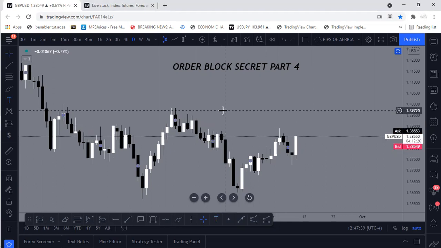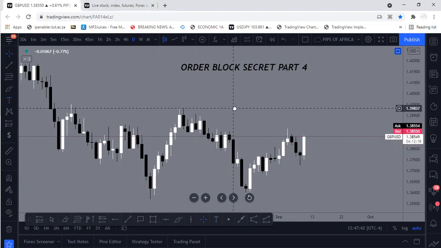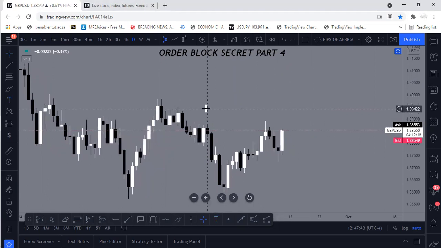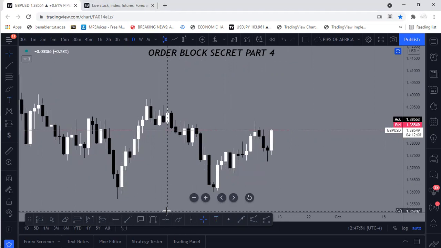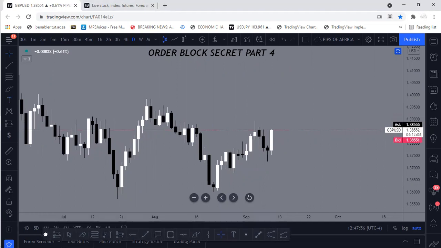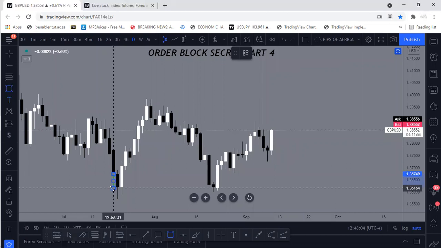So now we have the order block was here. This was the sell candlestick before the up move. This was the last down candlestick before the up move. So what I did here, I marked it, because I took this trade. I'm still in this trade, I have to say. I marked this order block from here.